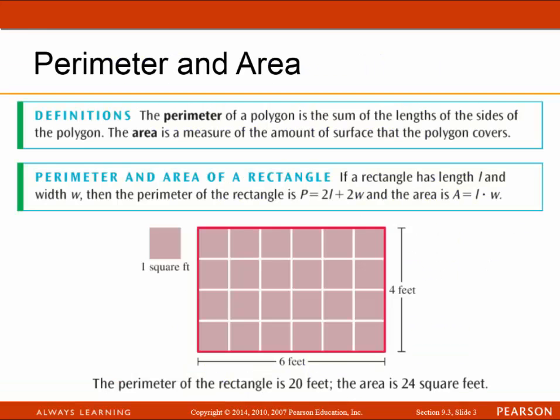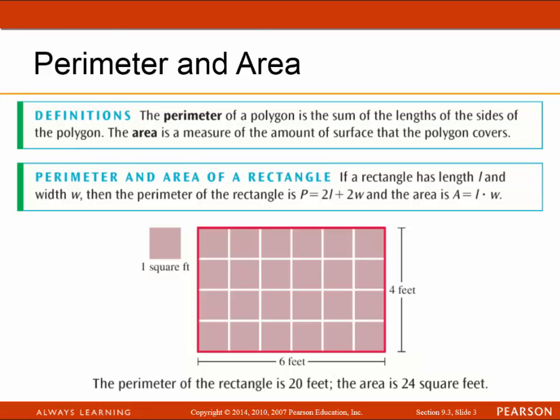So the first thing is, let's look at some definitions. The perimeter of a polygon is the sum of the lengths of the sides of the polygon, and the area is a measure of the amount of the surface that the polygon covers. So here we have a rectangle. The perimeter and the area of a rectangle are the following.